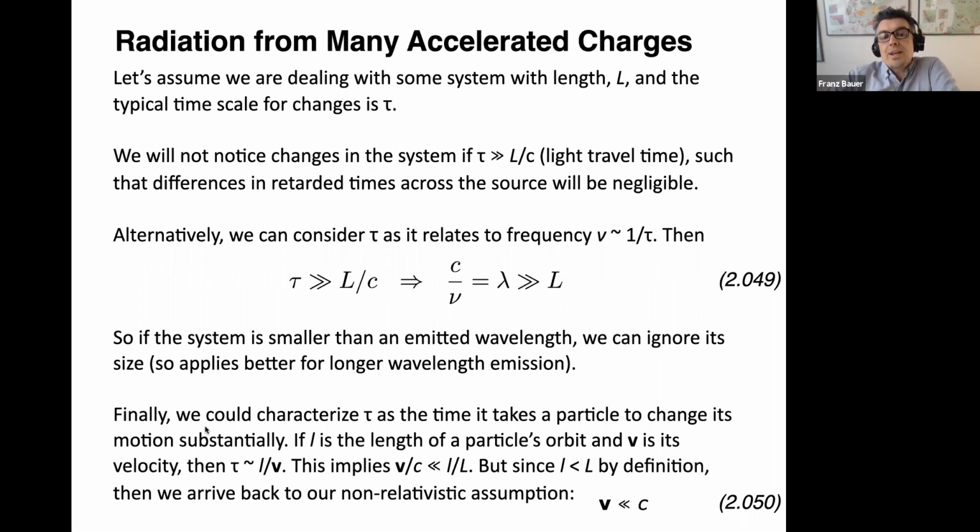Finally, here we could characterize this time as the time it takes for a particle to change its motion substantially. And so if we think about a particle path, the orbit of a particle, as having a length L and V is its velocity, this time scale for change is equivalent to this orbital path divided by V. And this would imply that V divided by C has to be much less than this little L divided by the size of the system L.